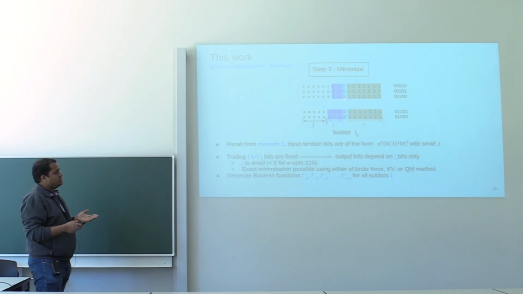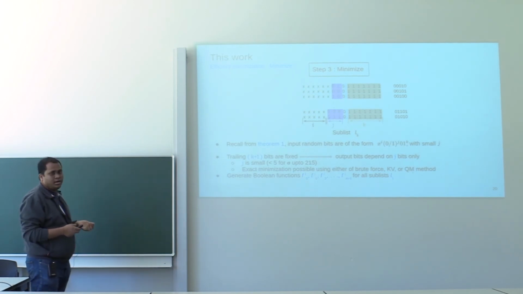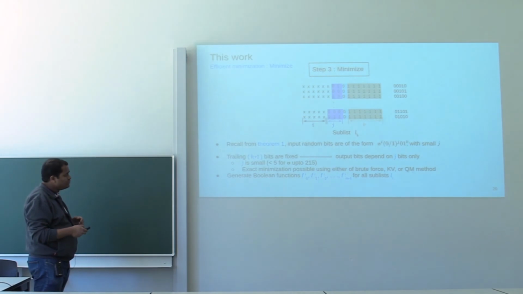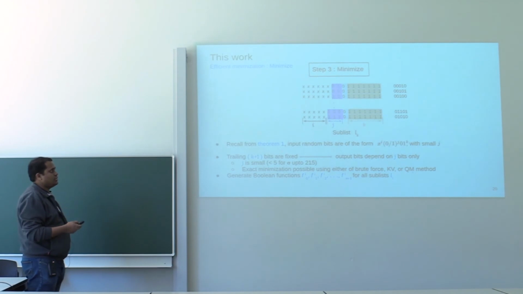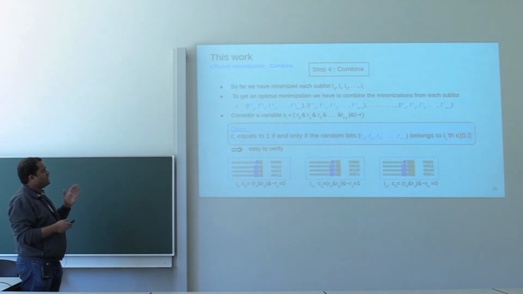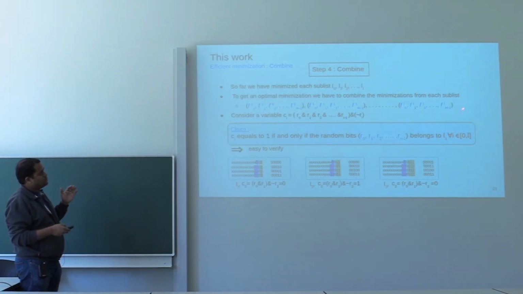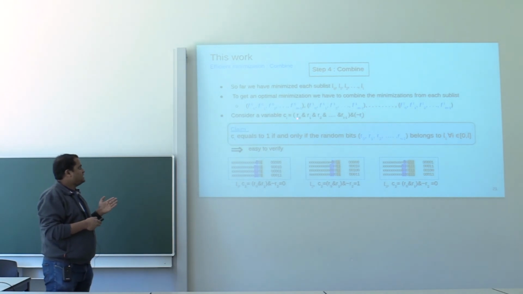So for each sublist I use any brute force method like K-map or QM method to generate smaller Boolean expressions for each list. But it's not the complete minimized expression. We have to somehow combine them. So at this moment we have this many smaller sub-expressions, and we are going to combine them. So let's consider this variable c, and this has this particular structure.